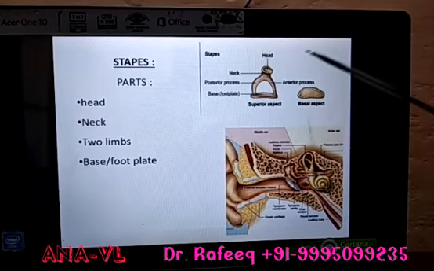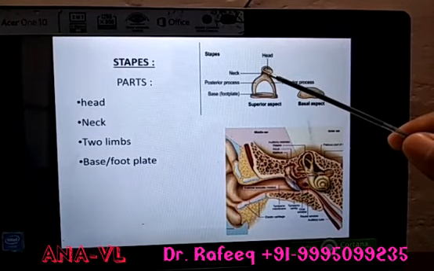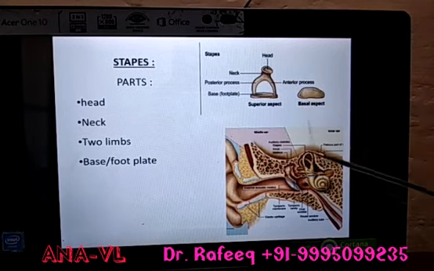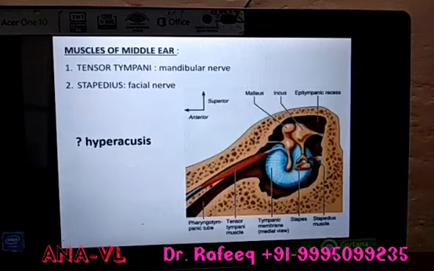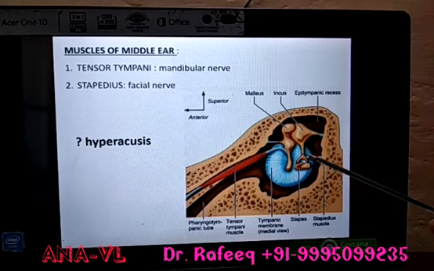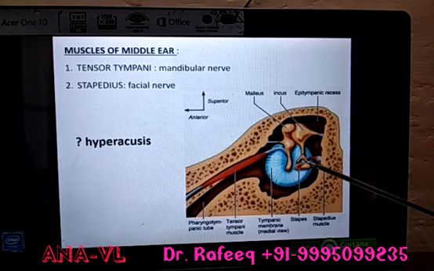There is a speciality for the neck of the stapes. There is a muscle attached to the neck of the stapes, called the stapedius. I would like to use this particular picture to explain how exactly the neck of the stapes receives the muscle called the stapedius. This is the diagram to show you the stapedius, which is attached to the neck of the stapes.